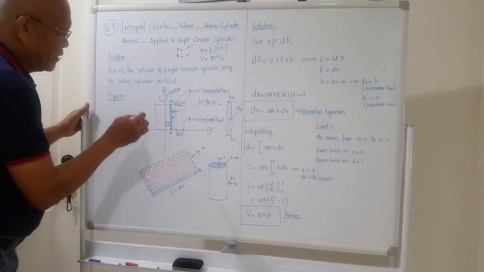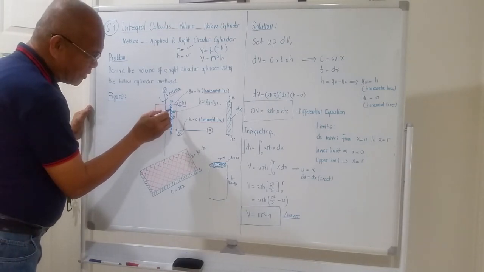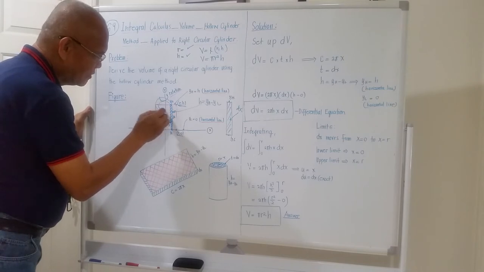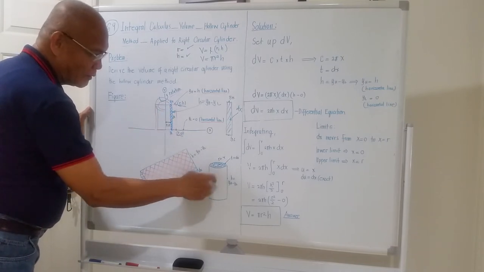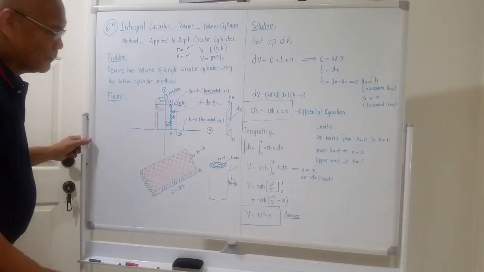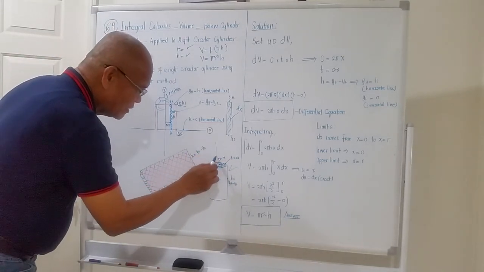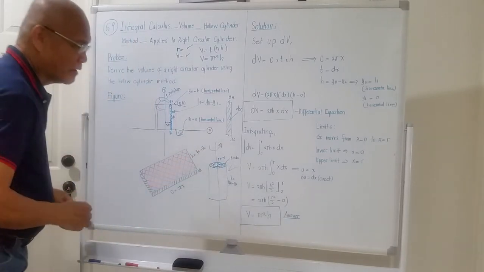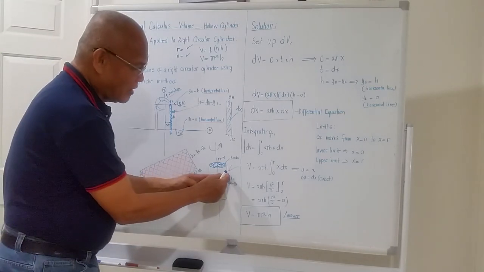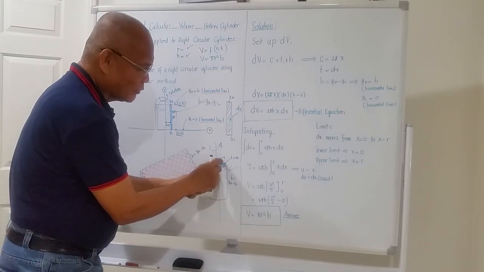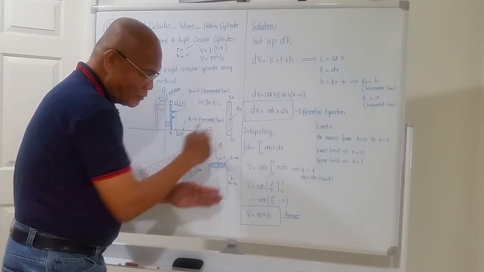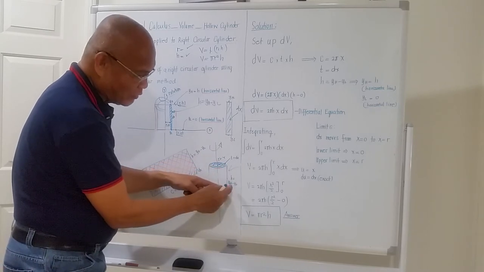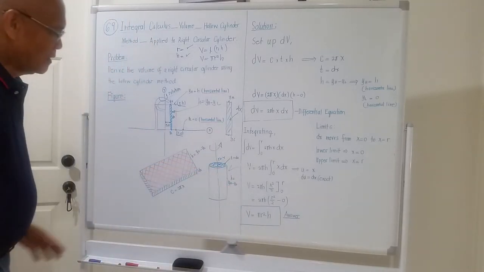If we now rotate this vertical slice, it will come out like this. This should be the center, the axis of rotation. This is the rotation. So this is R and it is equal to x. The thickness which we rotate is dx, and the height of the differential area is y higher minus y lower.